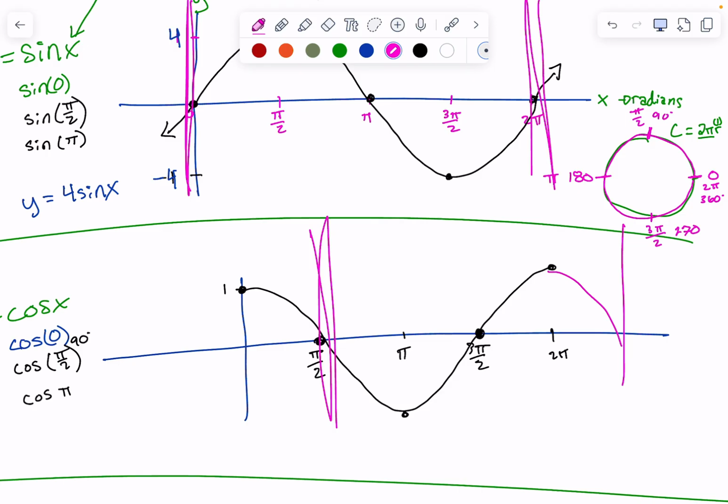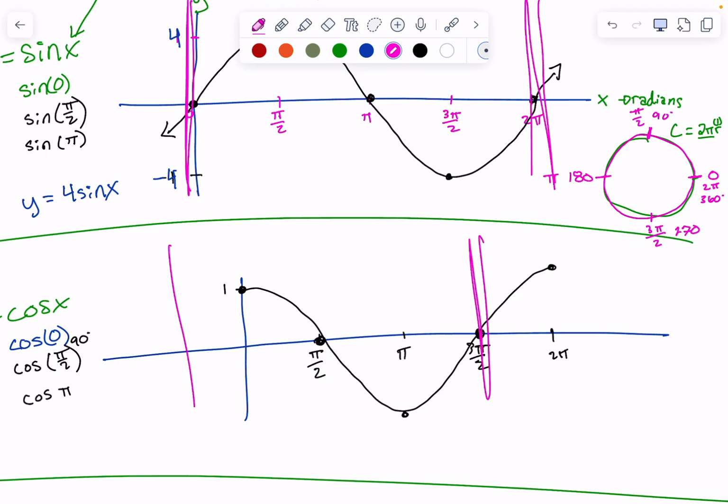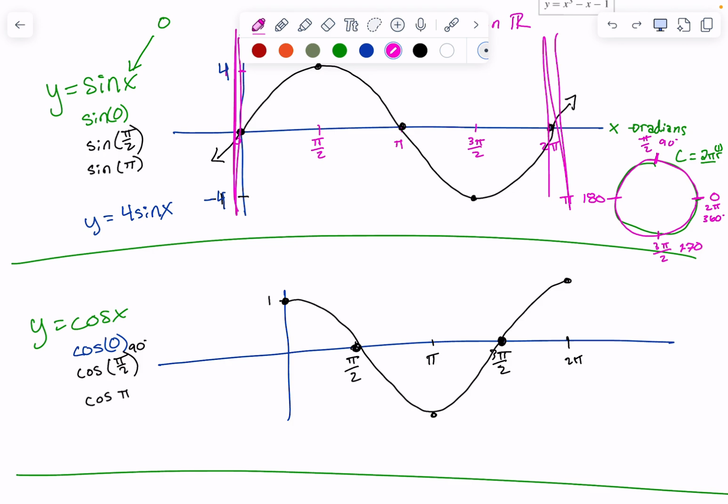This is what sine would look like from here to here if it shifted that way. So sine and cosine are just shifts of one another. Sine starts at a different spot. Sine, cosine. There they are.